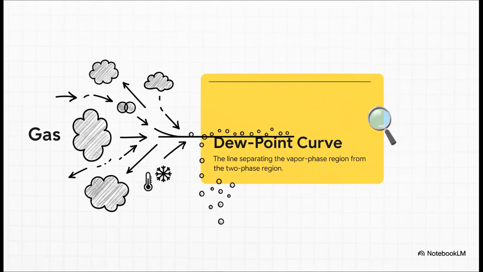And the right side? It's the mirror opposite. That's the dew point curve. So if you start with a gas, and you begin to increase the pressure, or maybe lower the temperature, the moment you hit this line, the first tiny little droplet of liquid, or dew, condenses out of the gas.